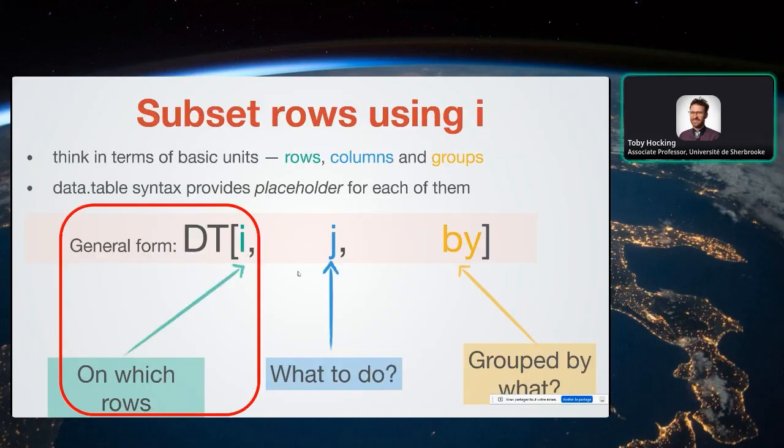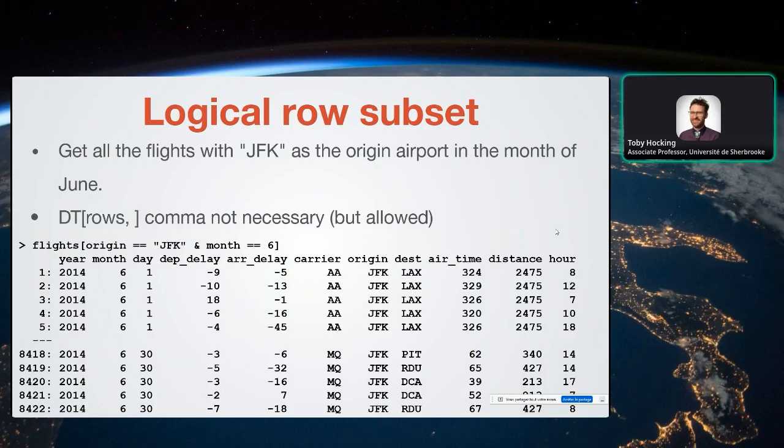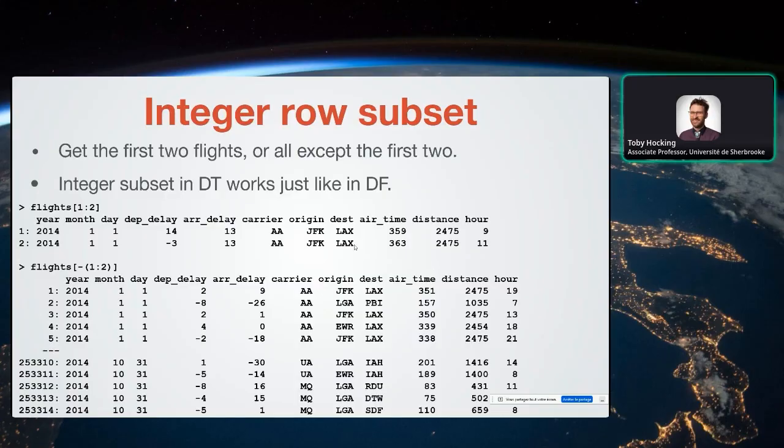I think the main part of this talk is going to be about this square bracket syntax. The first part is about how we use this first argument, i. Basically you can refer to any of the column names and specify what kind of variables you want to subset on, like this: origin equals JFK, month equals 6. Those are called logical subsets. You can also do integer subsets. If you just want the first couple of rows, or anything except for the first couple of rows, you use a minus sign.